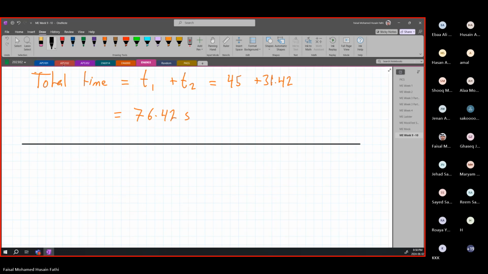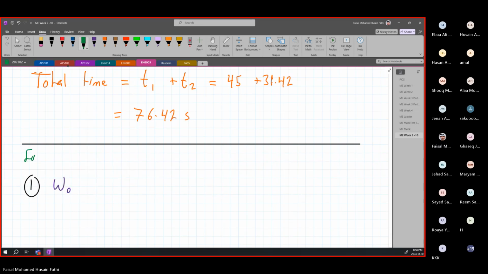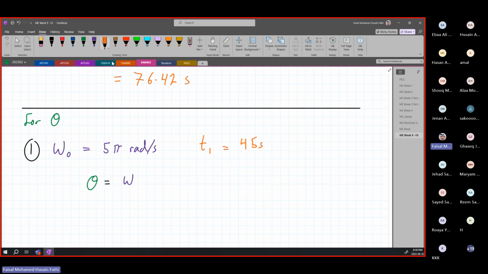Okay? Phase 1, we had omega 0. Let me just say this is for theta, or displacement. So the first phase, we had a constant velocity of omega 0, which was 5 pi radians per second. And we had our time t1, which is equal to 45 seconds. Okay? For a constant velocity, it's very simple. Theta is going to be equal to omega times time. That's it, because it's average omega, but since it's constant omega, it is the same.